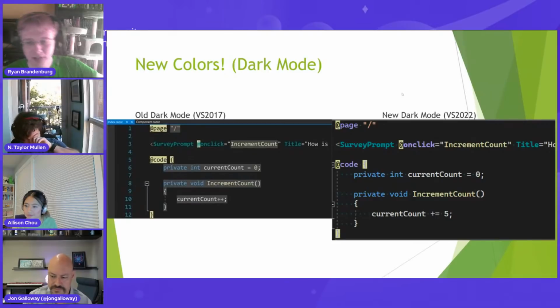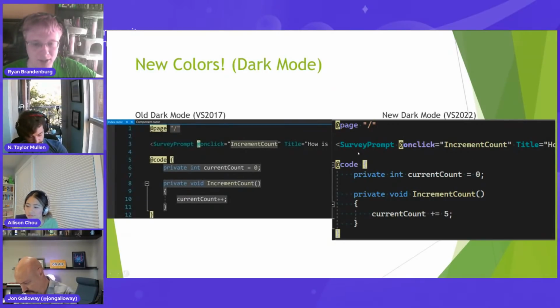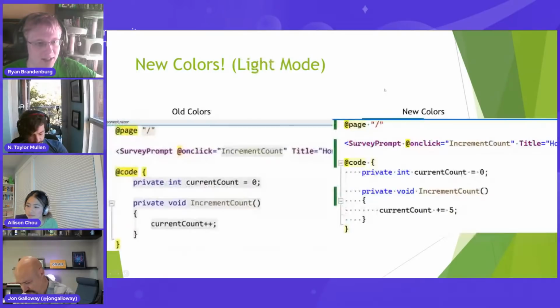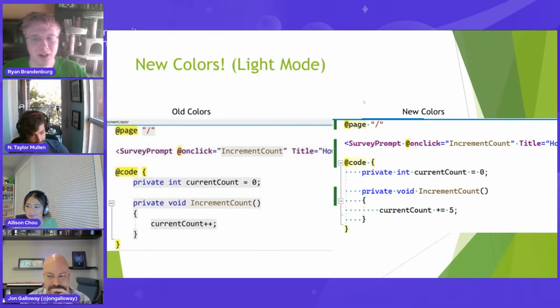So on the right, you can see our new colors. We've simplified it a fair bit. The directive colorization is a bit different than it was before. No highlighting, obviously, and that's it in dark mode. Here it is in light mode. Same basic changes. One little quibble here is this darker yellow should be a lighter yellow, but we're working on it.